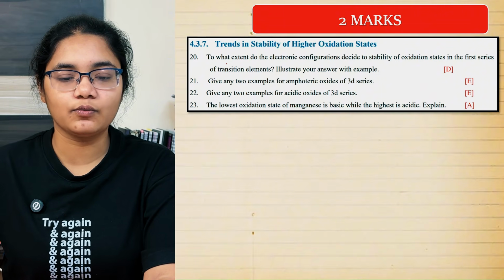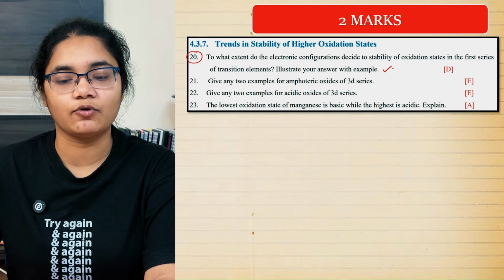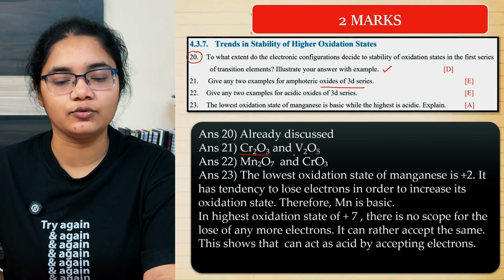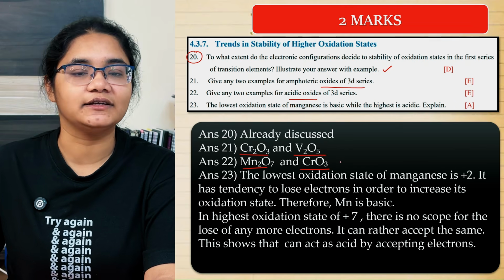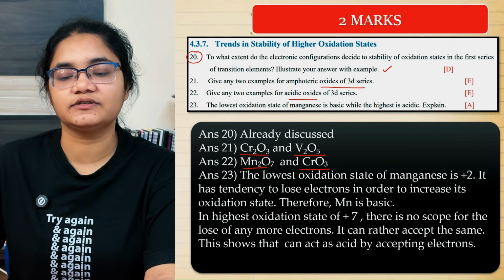Next, question number 20. To what extent does the electronic configuration decide the stability? This we have already discussed. Give two examples of amphoteric oxides: Cr2O3 and V2O5. Examples of acidic oxides: Mn2O7 and CrO3. Next, the lowest oxidation state of manganese is basic, while the highest oxidation state is acidic.